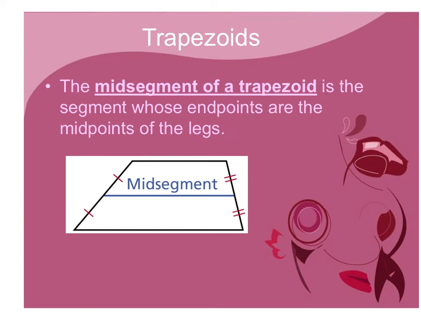Here we're talking about the mid-segment of a trapezoid. We had a mid-segment of a triangle. Now we have the mid-segment of a trapezoid. It's going to be the segment whose endpoints are the midpoints of the legs. So you would find a midpoint of this leg and a midpoint of this leg, and that's where the mid-segment goes through.